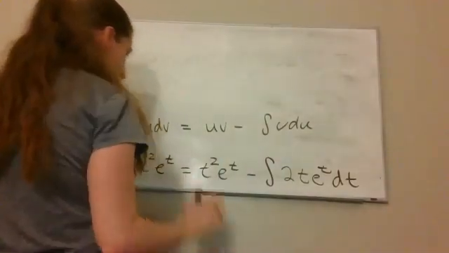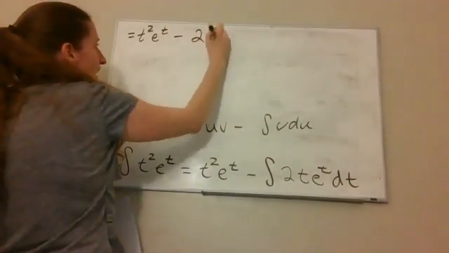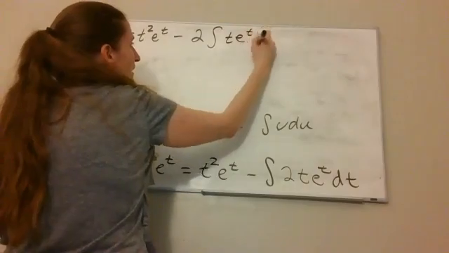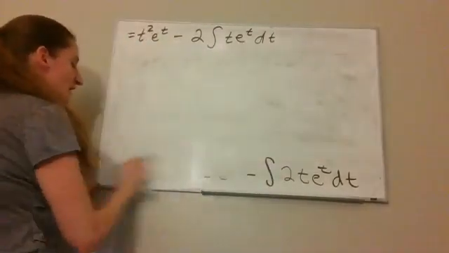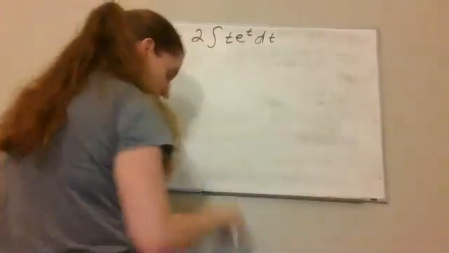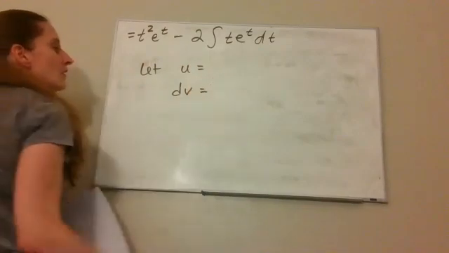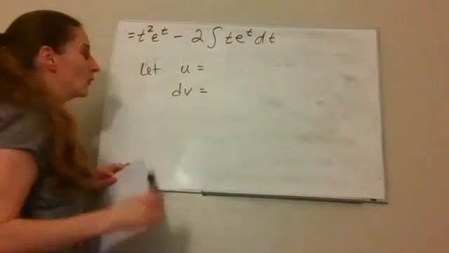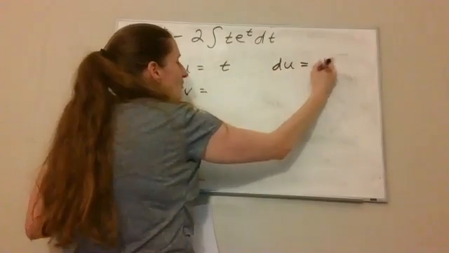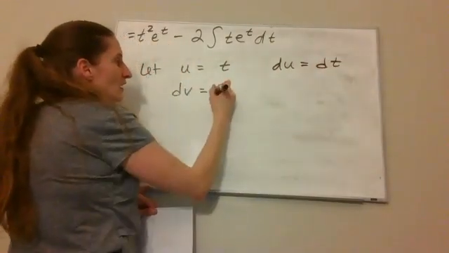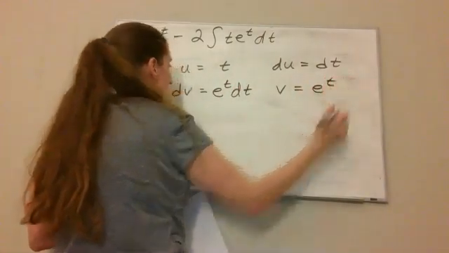Let me rewrite where I'm at. We have t squared e to the t minus 2 times the integral of t e to the t dt. So I need to pick a new u and a new dv to figure out that integral. I would do the same sort of thing I did on the last one. I know if I choose u equals t, then the derivative will get a little bit simpler. I'll just get 1 times dt. If dv is e to the t dt, then the antiderivative of that is just e to the t.